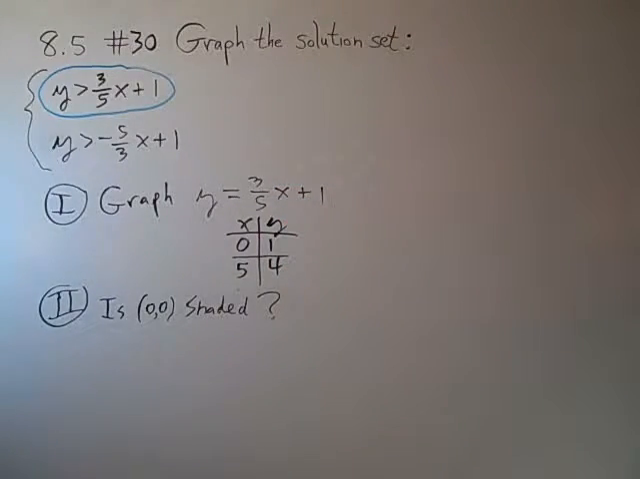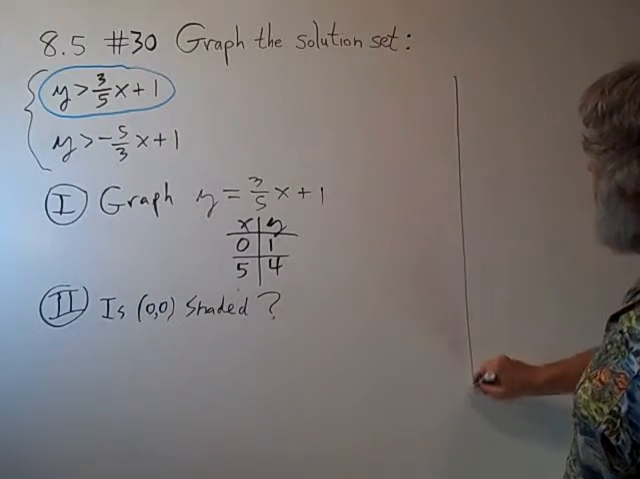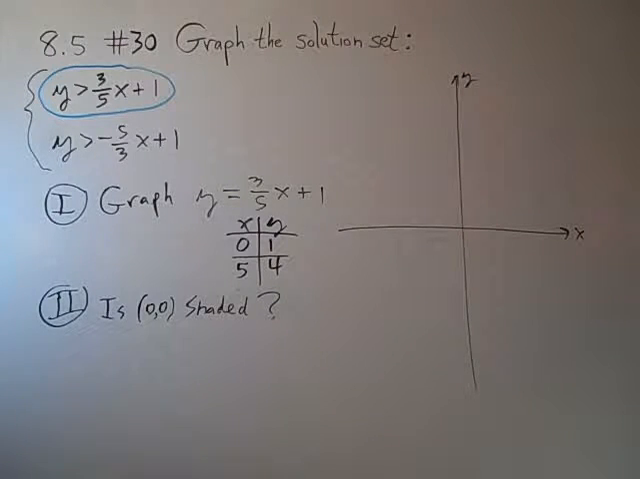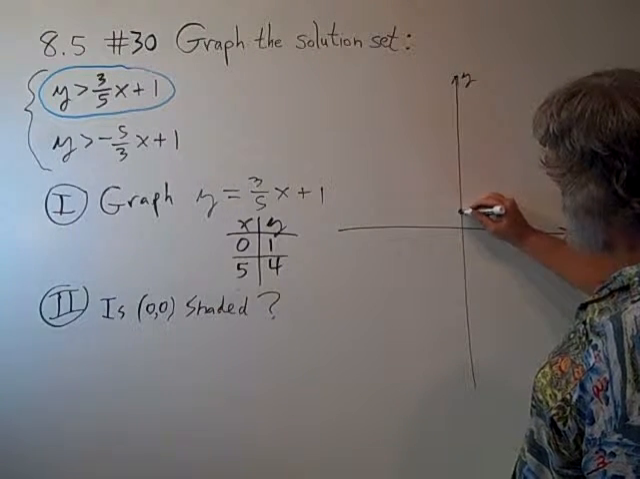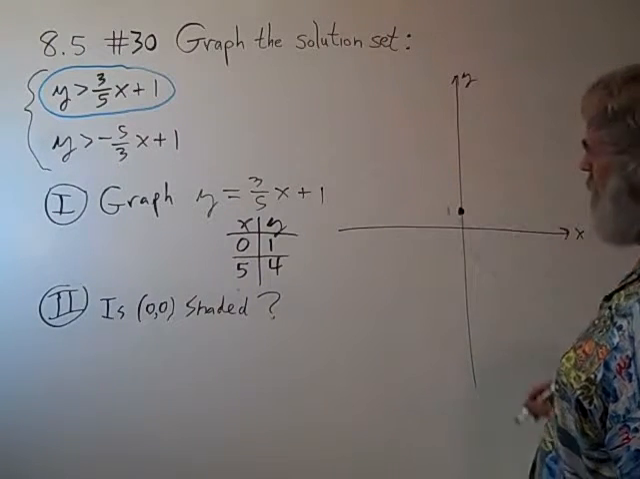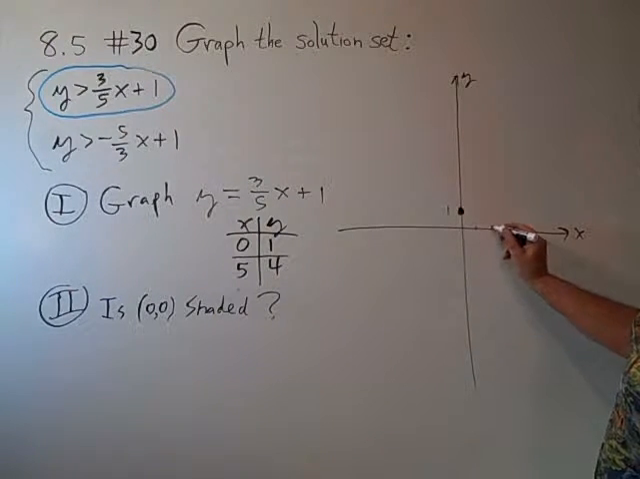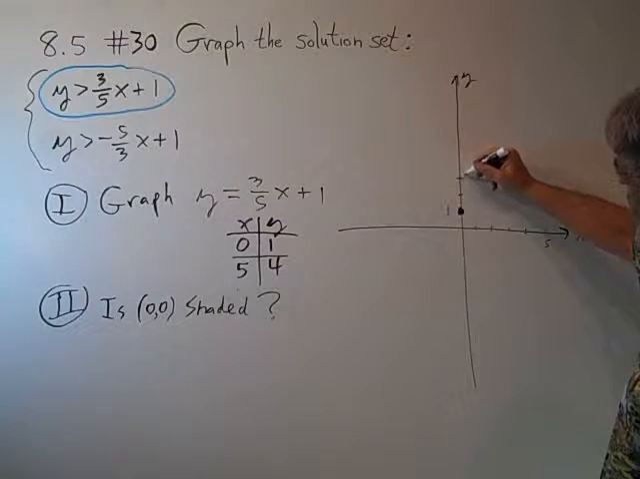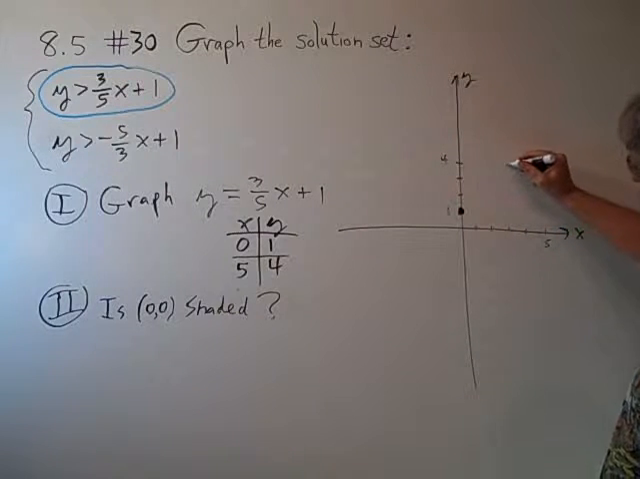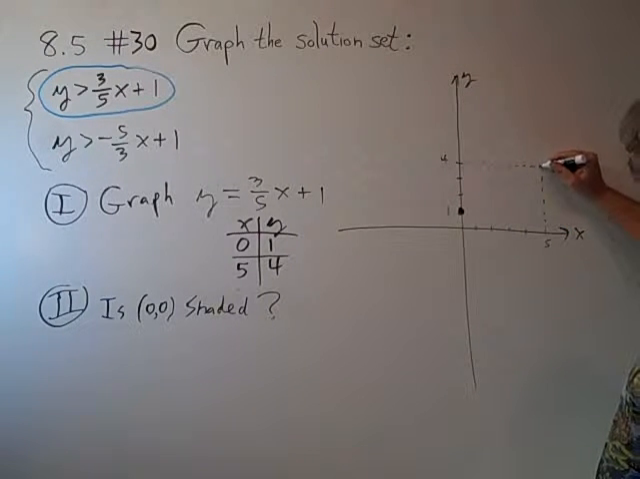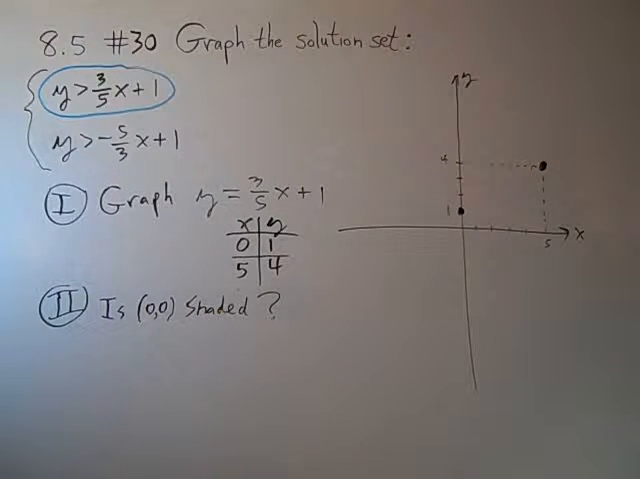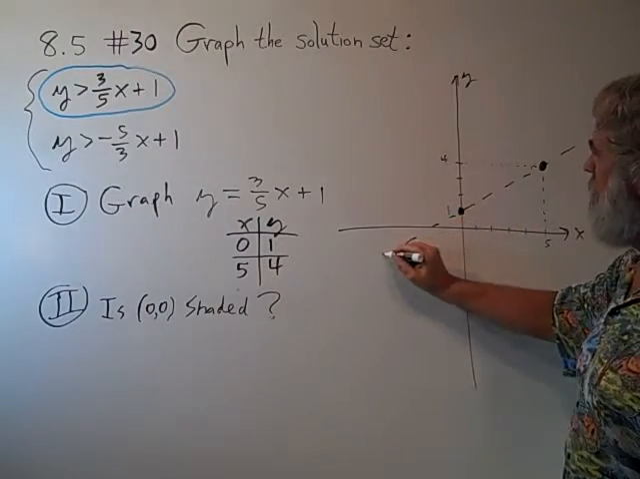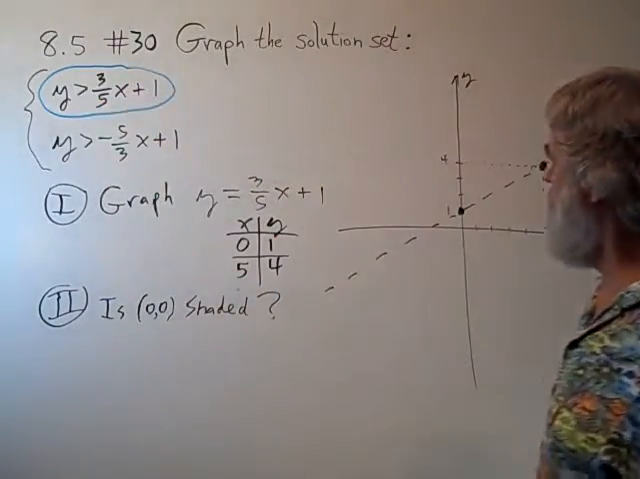So those are 2 points on the graph of that line, which will allow me to graph it. So the y-intercept is at 1. And then if I go over 5, 1, 2, 3, 4, 5, I have to go up 1, 2, 3, 4 to a height of 4. So the second point on this line is right about here. And we can then graph the line. It's a dashed line because it's a strict inequality. We're not including the points on the line.